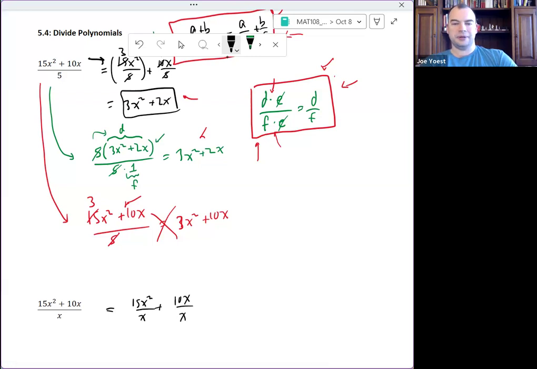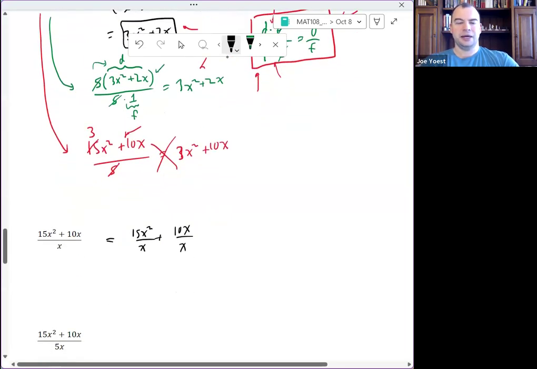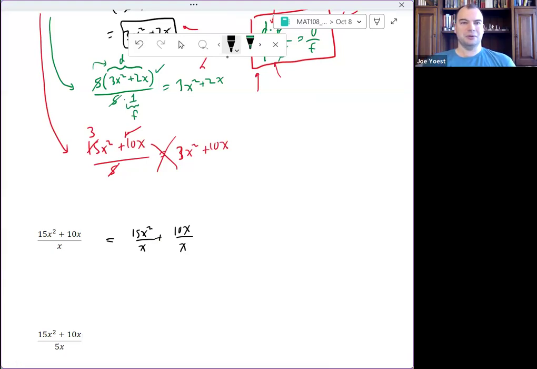We can apply this property of fractions. I can break my fractions apart. That's a property of fractions. It doesn't matter whether we're dealing with constants or variables or whatever. This works for all fractions.